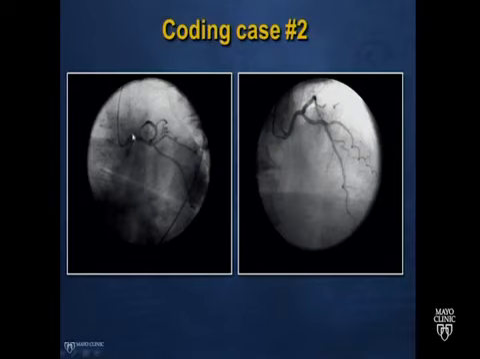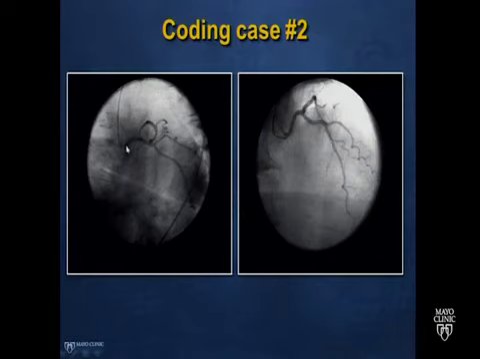Now the other things that will also be coded are some mild disease in the circumflex and some perhaps moderate disease here in the LAD. A little hard to tell here. I put this in here mainly for the anomaly. Again, when you're coding stenoses, it would be quite clear in terms of severity.